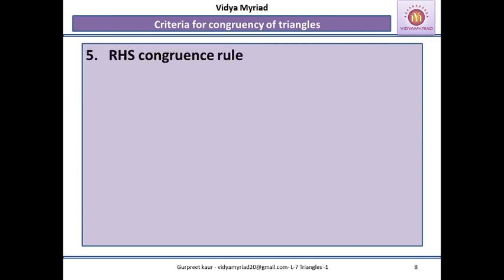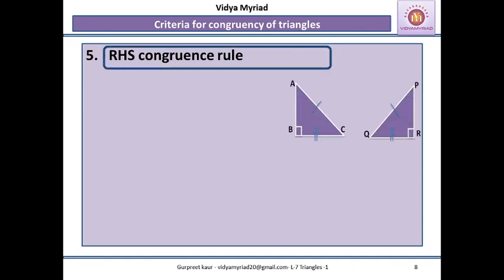The last rule is the RHS rule, which means there should be a right angle over here. H means hypotenuse and S means any one side. So whenever there is a right angle, it is not necessary that you will apply the RHS rule only. You need to check if the hypotenuse is equal, only then the RHS rule will apply.